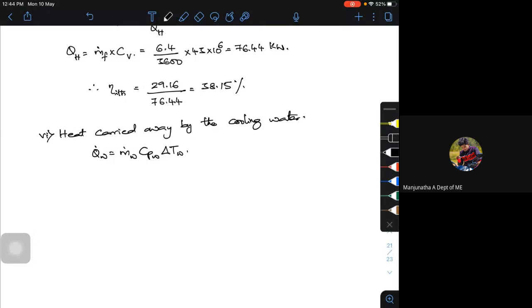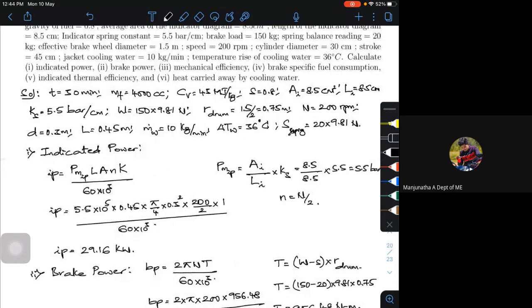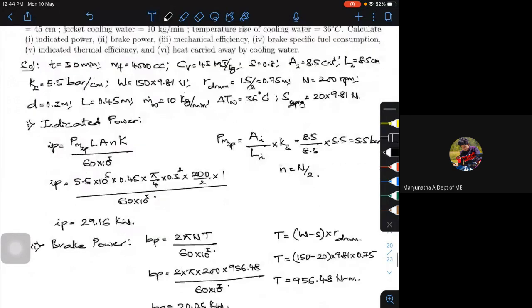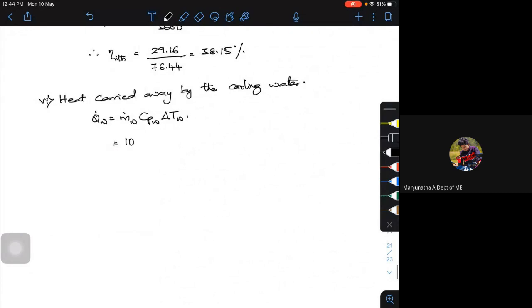So it is actually 10 kg per minute. If you go back and see here, mass flow rate of the water is 10 kg per minute. So I have to convert it to seconds. So 10 by 60 into what is the Cp of water? 4.187, into delta T is 36. That's all. If you want, you can put 4.2 also, it doesn't matter. So directly I'll be getting it in kilowatts, 10 divided by 60 into 4.187 into 36.